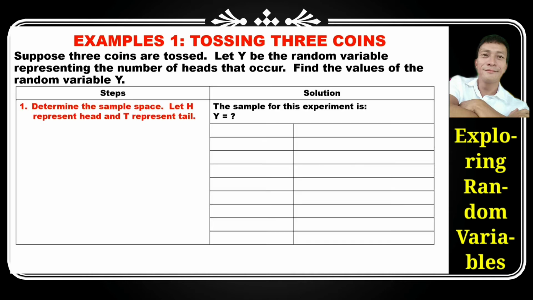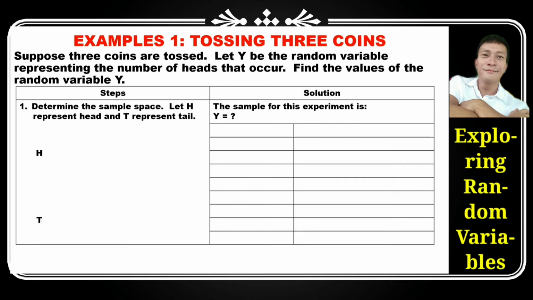The first step to find the values of the random variable y is to determine the sample space. Let h represent the head and t represent the tail to occur. For the solution in number 1, the sample space of the experiment is S equals question mark. To find the sample space, we can do the tree diagram or the manual listing of all the possible outcomes of tossing 3 coins. The first coin can be head or tail.